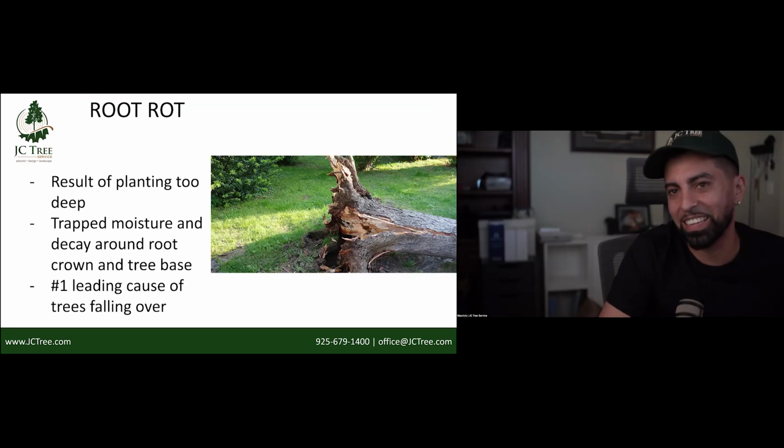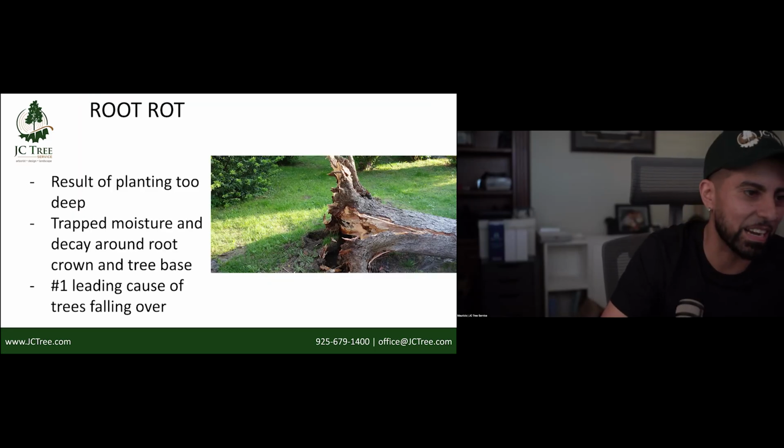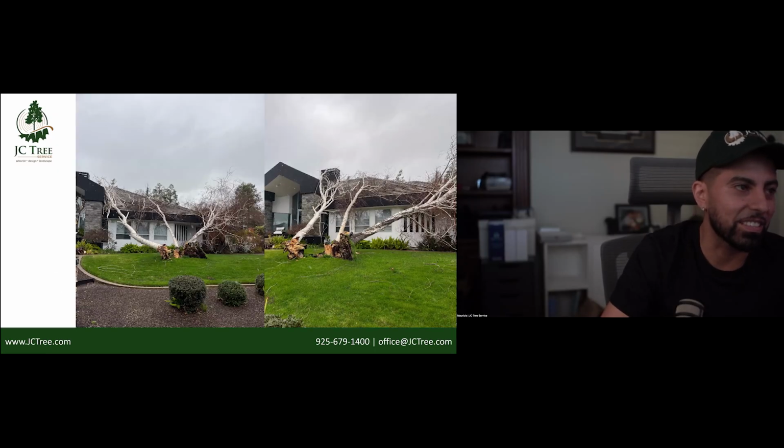And root rot. Nine out of 10 times a tree has fallen over, it's because of root rot, which means it was either planted too deeply, too shallowly, or it's not getting the right amount of water. Moisture gets trapped around the root base, and it's the number one leading cause of trees falling over. As you can see, this is one of our customers.